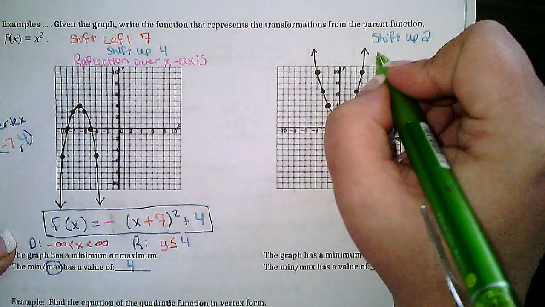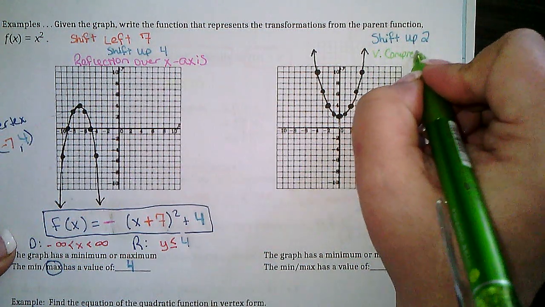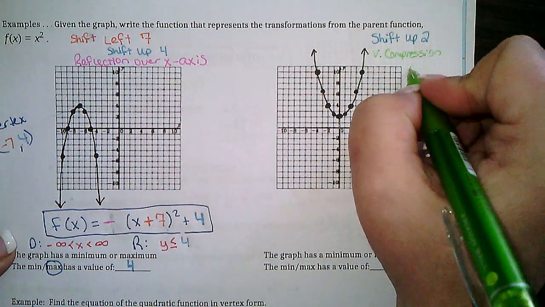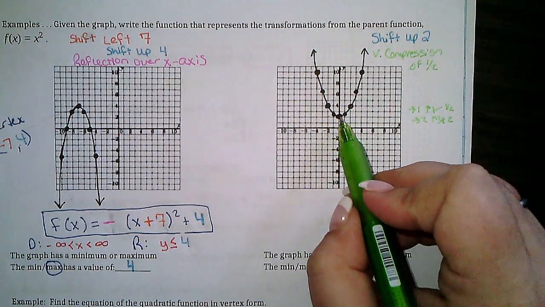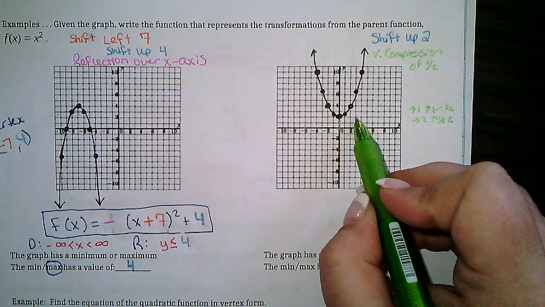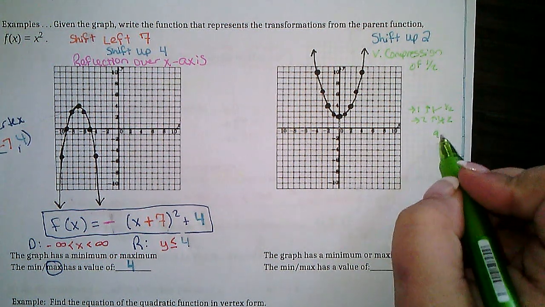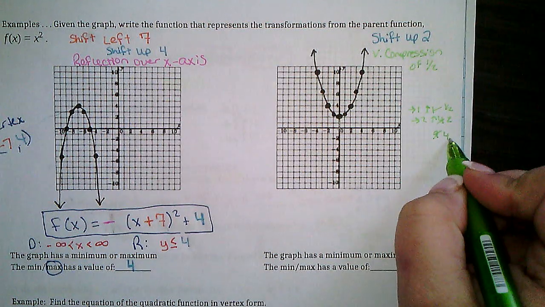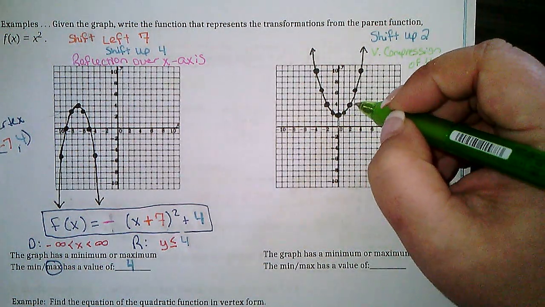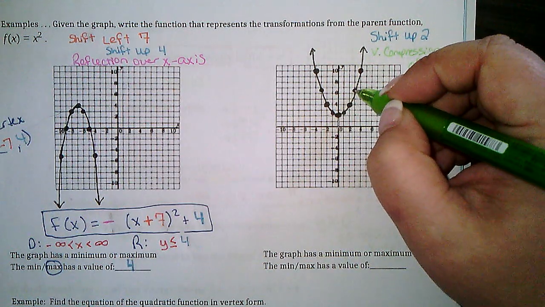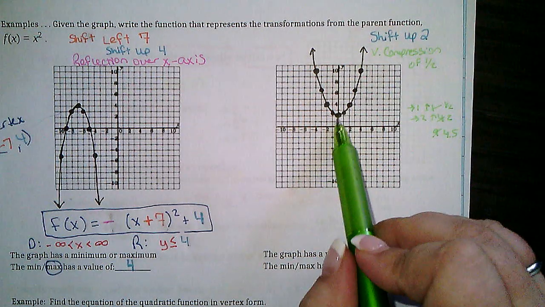So what that tells me is that I have a vertical compression of 1/2. And let's test it. If I go right 3, I should go up 9, but with a vertical compression of 1/2, 9 times 1/2 would give me 4.5. So does this go right 3, up 1, 2, 3, 4.5? Yeah, pretty close. So vertical compression of 1/2, shift up 2.